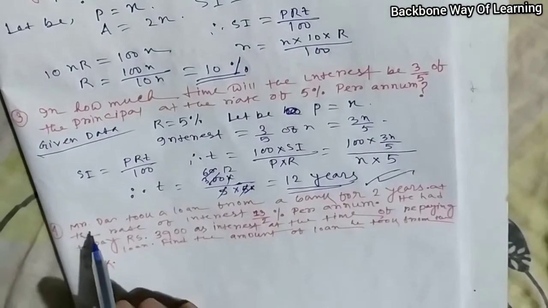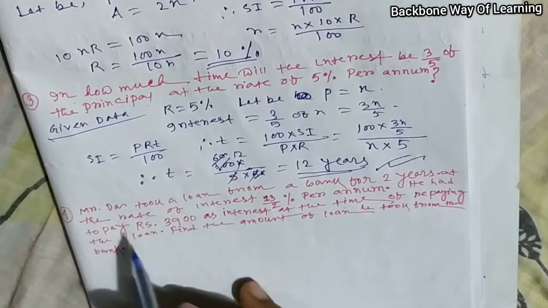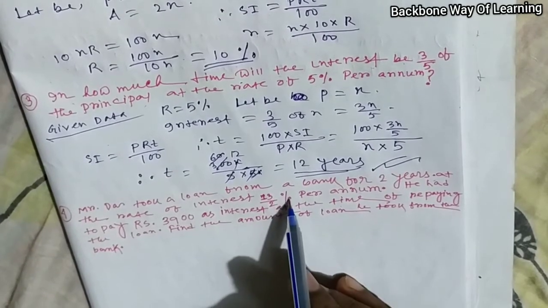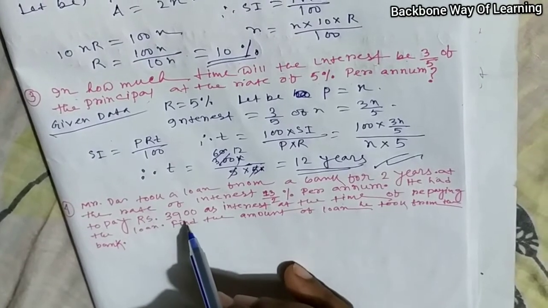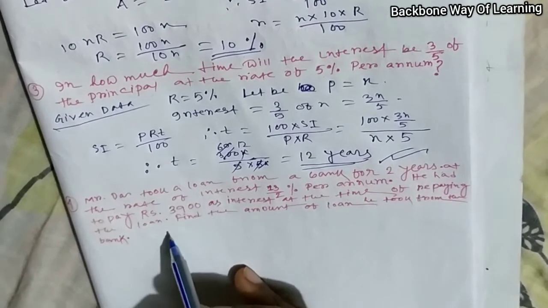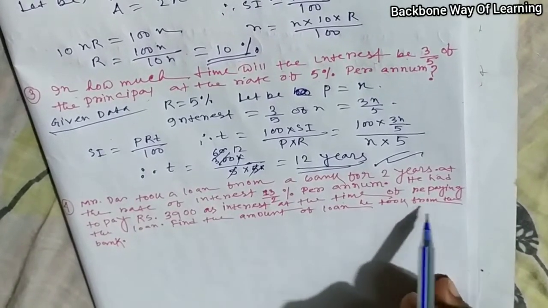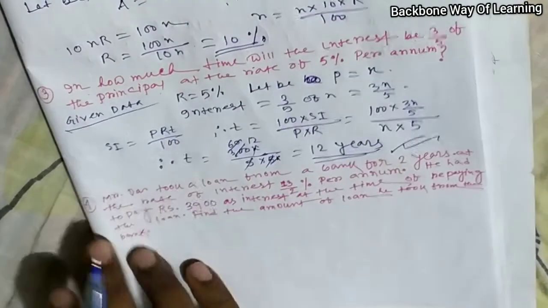Question number 4. Mr. Das took a loan from a bank for 2 years at the rate of interest 13 by 2% per annum. He had to pay rupees 3900 as interest at the time of repaying the loan. Find the amount of the loan he took from the bank. Data given.